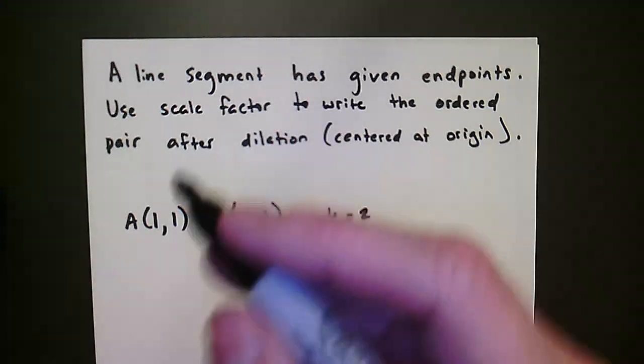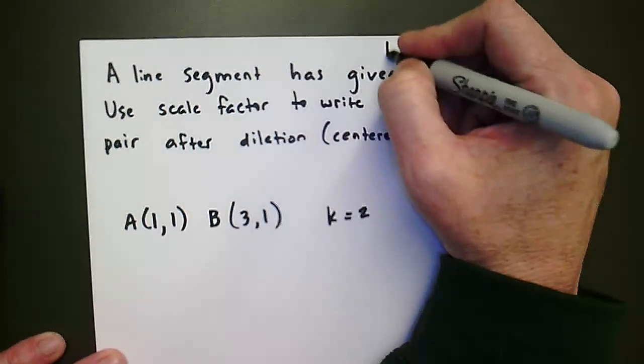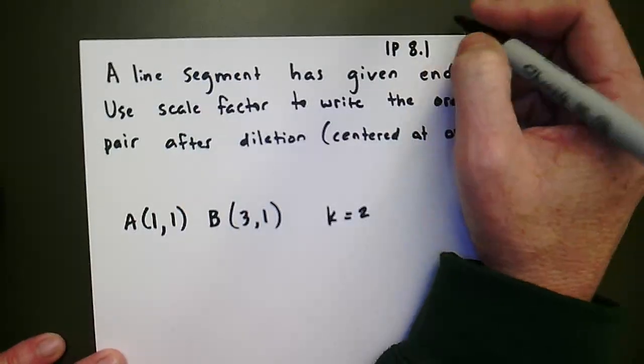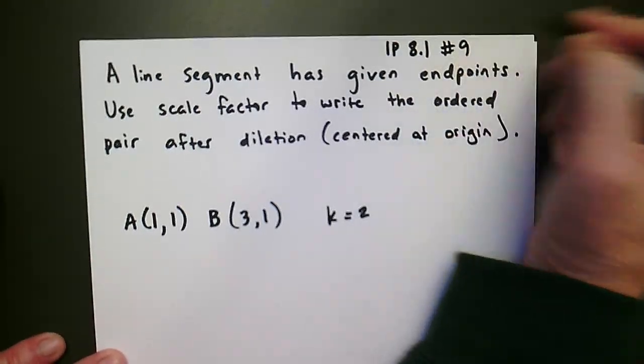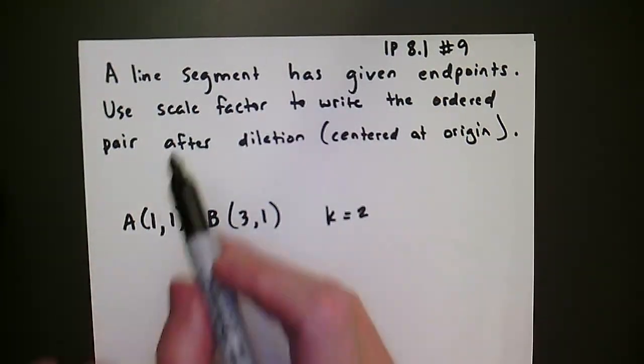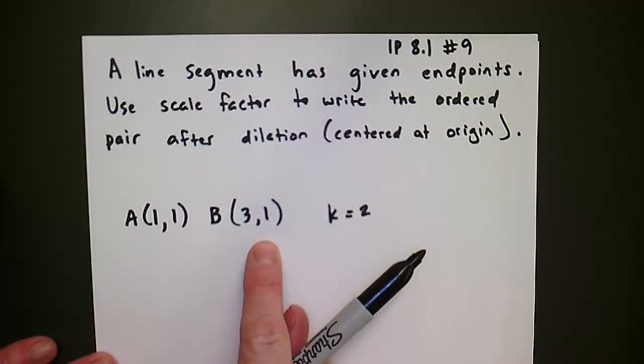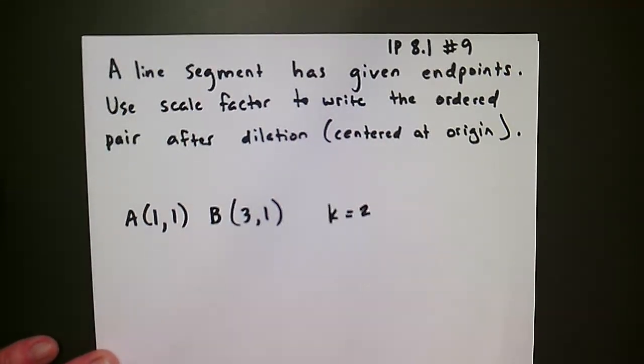I didn't write this part down, but this is from IP 8.1. I'll put this up here, IP 8.1. And then this is problem number 9. We're looking at a line segment that has given endpoints. So the endpoints are A and B, (1, 1) and (3, 1).